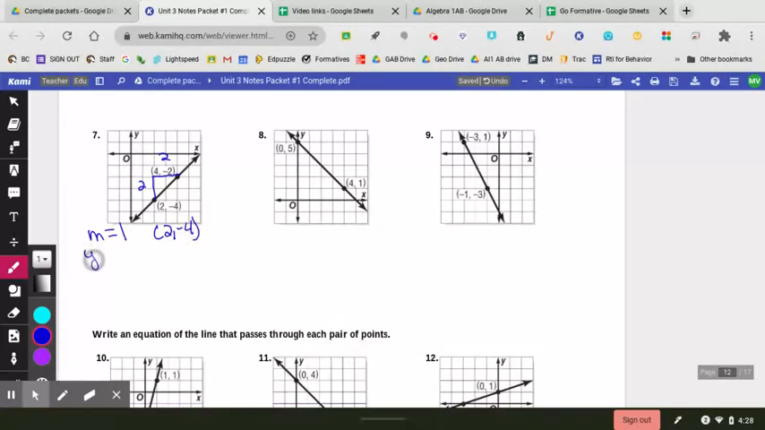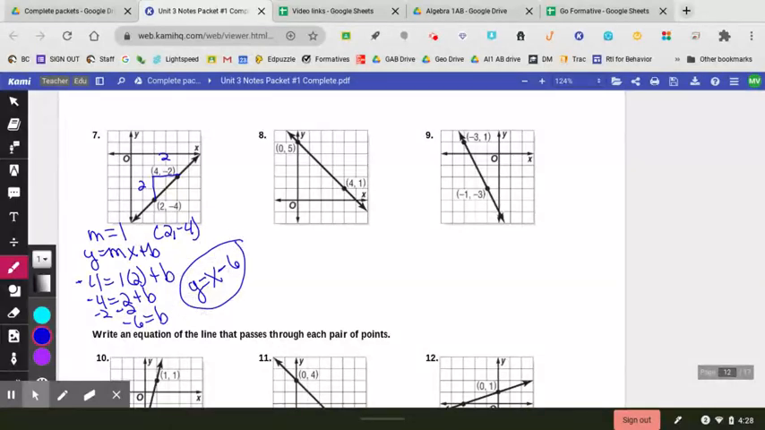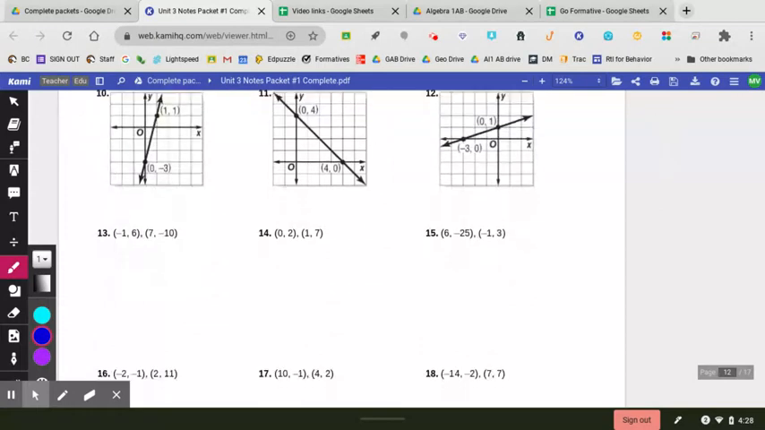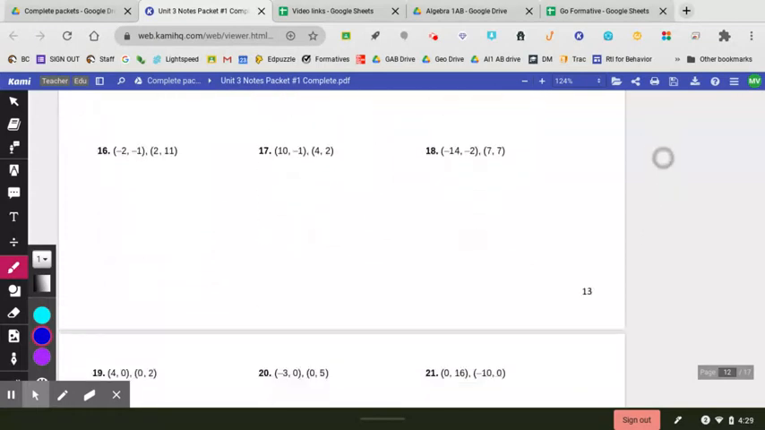So I start out with y equals mx plus b. I say -4 equals 1 times 2 plus b. So -4 equals 2 plus b. I subtract 2, and -6 equals b. So it's y equals 1x, or just x, minus 6. So I want you to pause and try the rest.